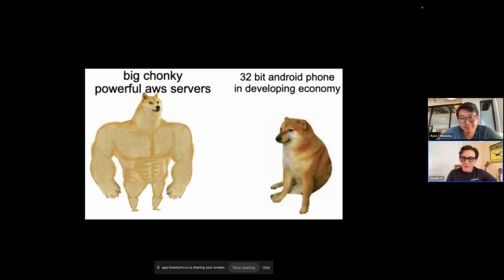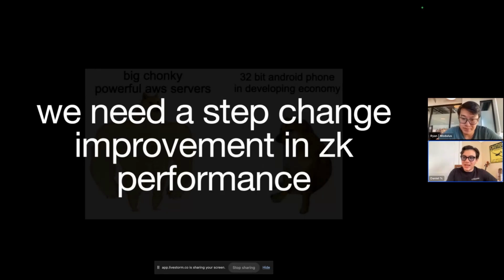As you may have noticed in the very sophisticated pictorial diagram, in this case, the device which is generating the sophisticated zero knowledge proof is oftentimes a 32-bit Android phone in developing economies, right? So not a big, chunky, powerful AWS server, which is tricky because ZK is, again, a very expensive computational process, right? So the TLDR here is that we need a step change improvement in ZK performance to actually be able to provide ZKML at scale.